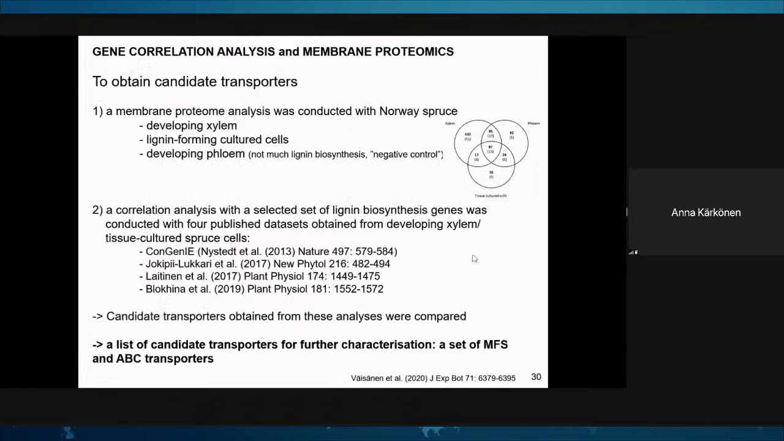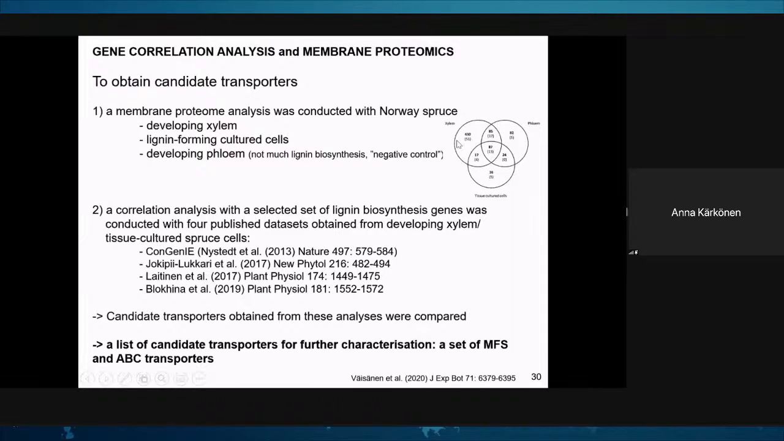So in this work, we also did some membrane proteomics in collaboration with Gunnar Wingsle in SLU and gene correlation analysis. This was to find out candidate transporters. And the membrane proteome work was conducted with developing xylem of Norway spruce, with lignin-forming cultured cells of Norway spruce, and then there was developing phloem of Norway spruce. This was kind of negative control because it is only the stone cells that exist. Some of them exist in phloem. They have some lignin, but the other cell types, they don't have.